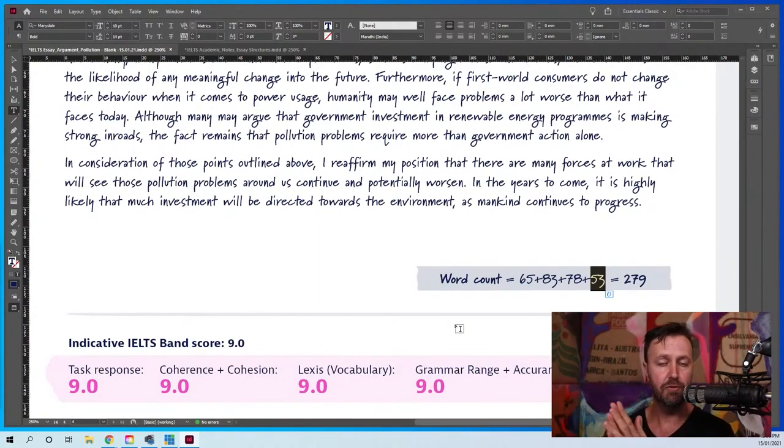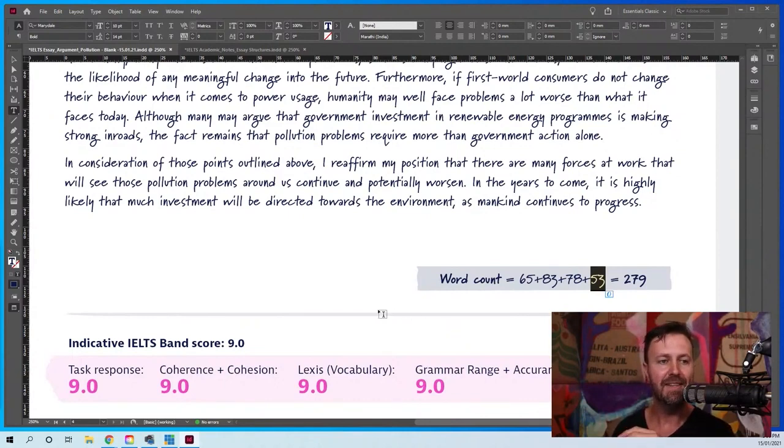Minimum is 250. We don't want to aim for 250 because we might miss the word count, and that wouldn't be ideal from a test perspective because the examiner may look down on that. So we want to aim above and make sure that we do score above.